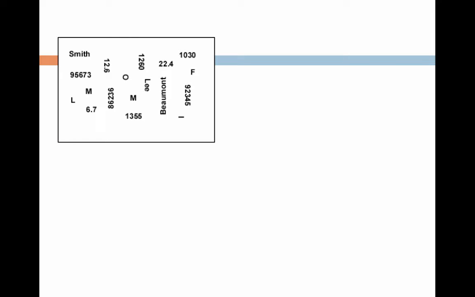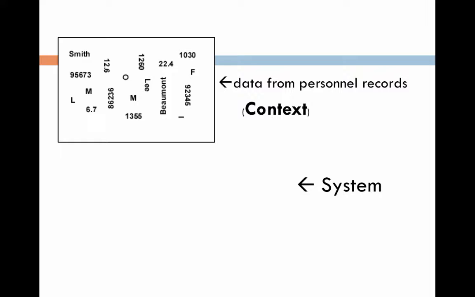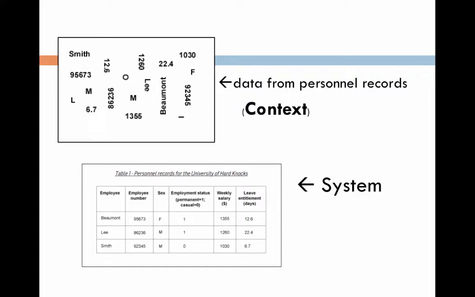So we take this chart and someone tells us, or our client tells us, this is data from personnel records. That's the context. That's the context that this information needs. Now we need to put it into a system so that it makes sense to us and we can create meaning from it. And so here we go. We have a table: personnel records for the University of Hard Knocks.